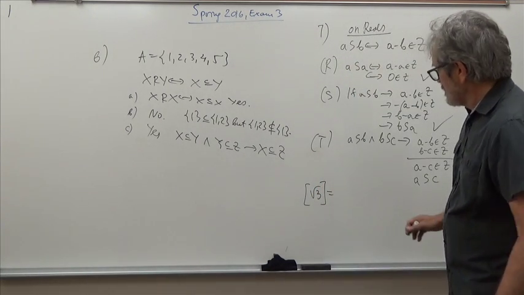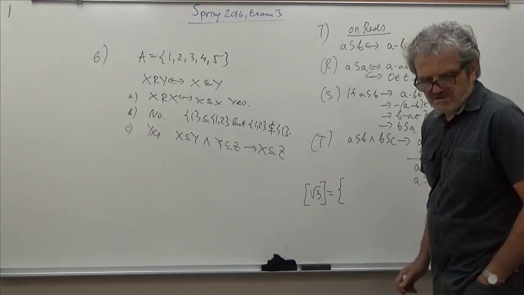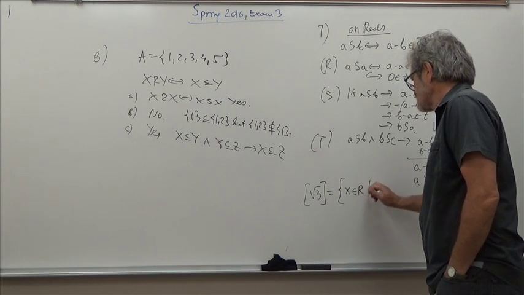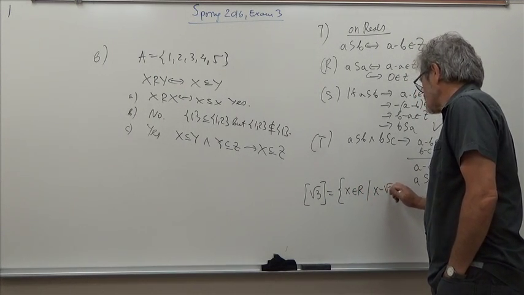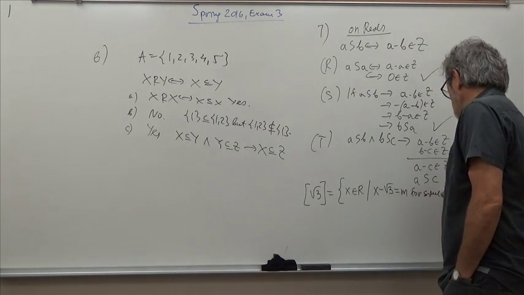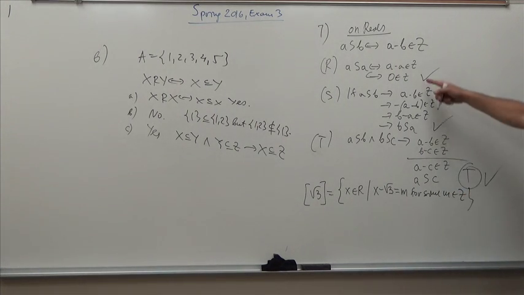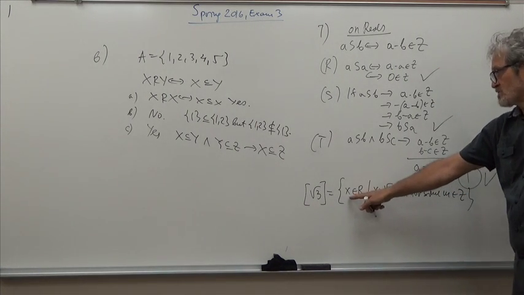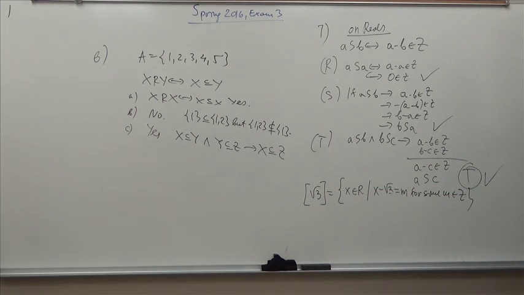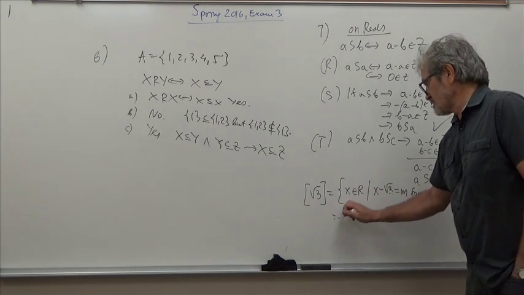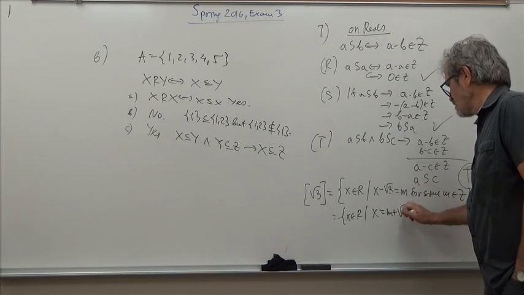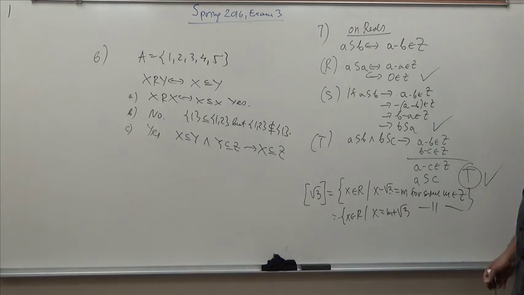So what would that be? The set of all real numbers, how did I call them, x from R, such that x minus root 3 equals m for some m in Z. That's exactly what it says. Those that are equivalent to root 3 are those whose difference is an integer. And why did I write it like this? Because now it's solvable for x. So x equals m plus root 3 for some m in Z.